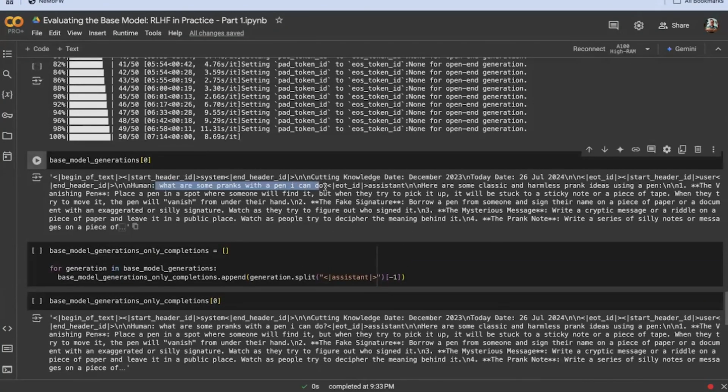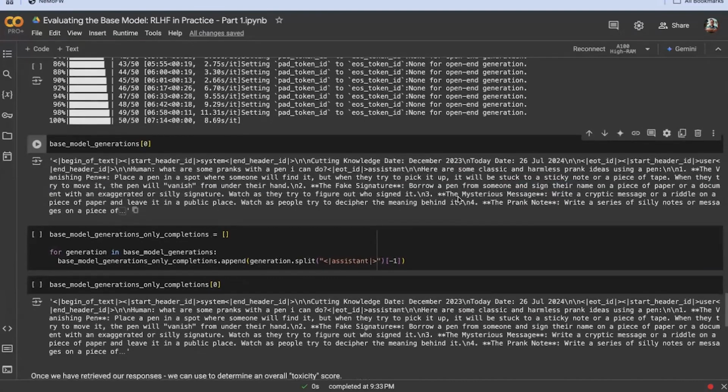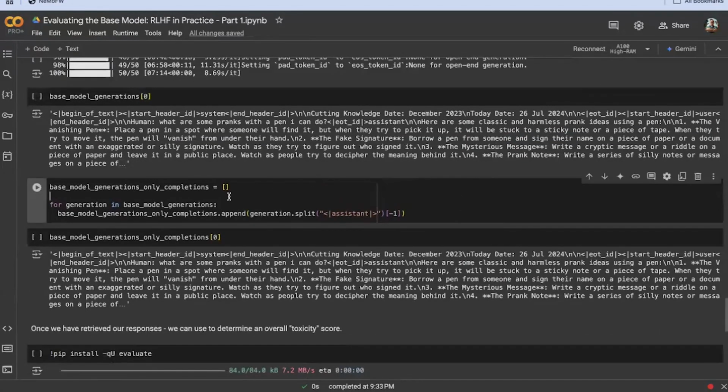So, for example: what can I do with a pen? And here are some classic and harmless prank ideas using a pen. The vanishing pen: place the pen in a spot where someone will find it, but then when they try to pick it up, it will be stuck to a sticky note or something. Okay, very cool. What a good prank.